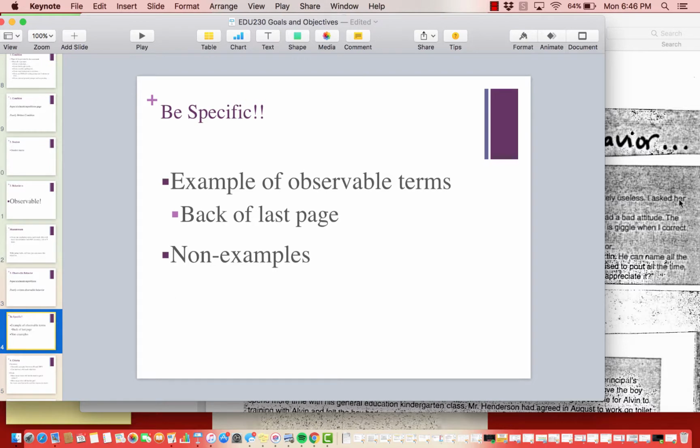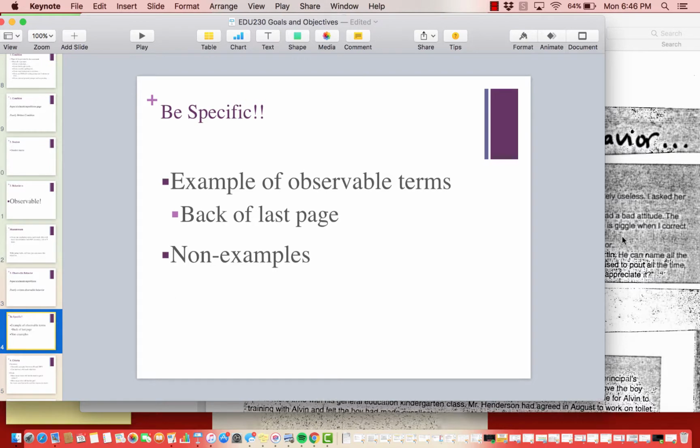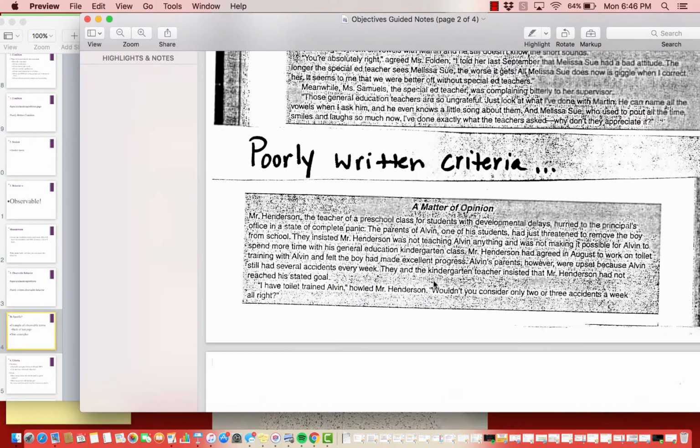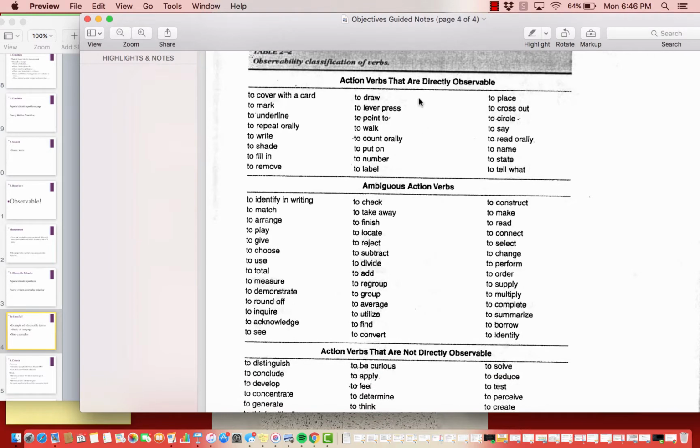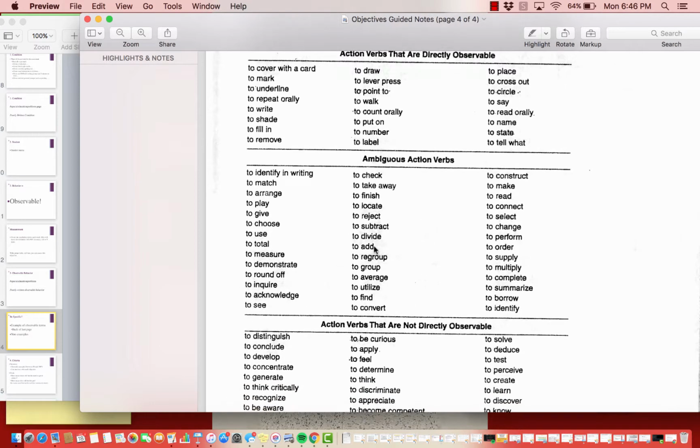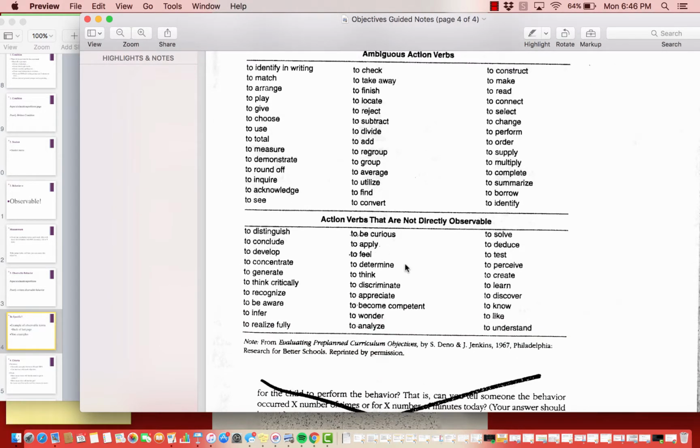I also provided in the notes examples of observable terms to use when you're writing IEP objectives. So on this last page, the first part of the table says verbs that are directly observable. The next one is ambiguous, meaning they can be observable if you add a few more descriptors. And the last one, you actually often see a lot of these in IEP objectives and lesson objectives, but they are not actually observable.